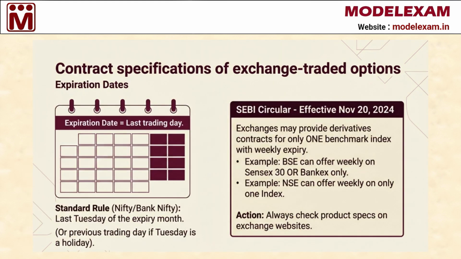Every contract has an expiration date, which is the very last day it can be traded. For Nifty and Bank Nifty monthly contracts, this is usually the last Tuesday of the month. If that Tuesday is a holiday, it happens on the trading day just before it. According to a SEBI circular effective from November 20th, 2024, exchanges can now only offer weekly expiry for one of their benchmark indices. For example, the BSE can offer weekly contracts on either the Sensex 30 or the BankEx, but not both at the same time.